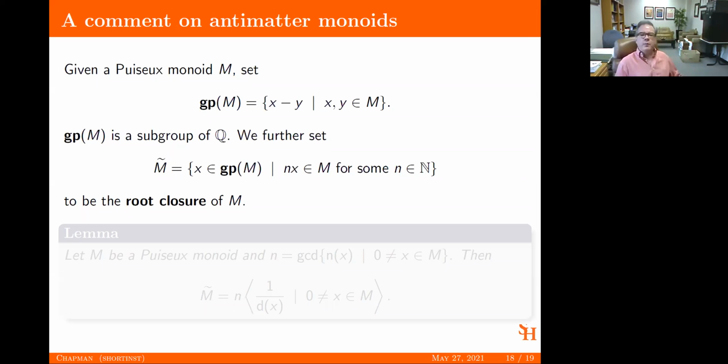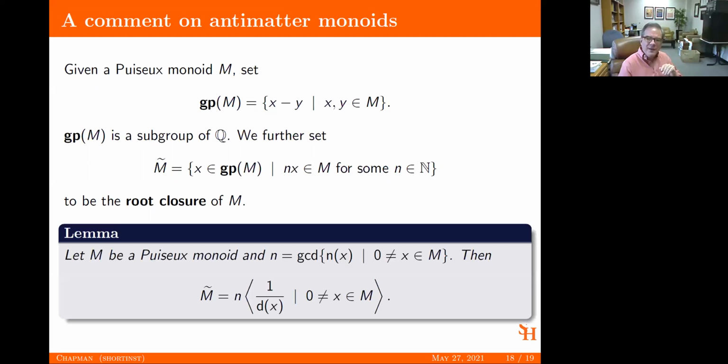So if I'm given a Puiseux monoid, let's look at what you would call the quotient group. You can define it very simply as the differences between all the elements. It's a subgroup of the rationals. And if you're a commutative algebraist, this is an object that's not surprising to pop up here. I'm going to call it M tilde. It's essentially what we call the root closure of M in the group. So it's the elements in the group that some multiple of that element winds up back in the monoid M.